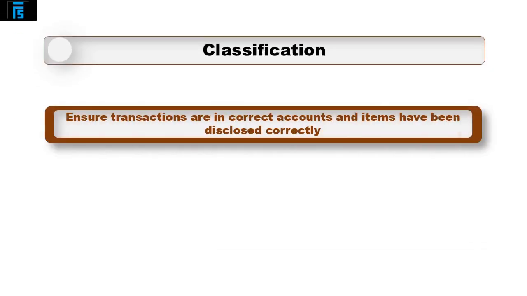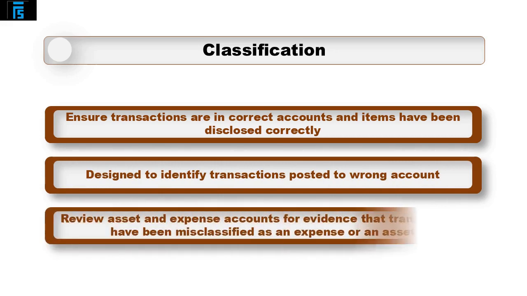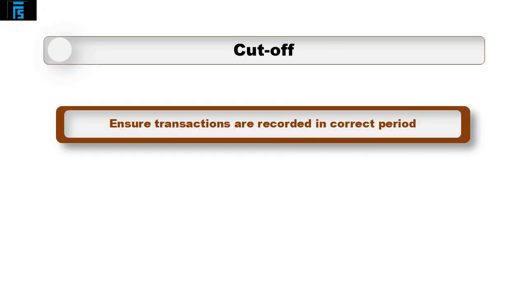Classification is to ensure that transactions are in the proper accounts and items have been disclosed correctly. Audit tests should be designed to identify transactions posted to the wrong account. An example would be to review the asset and expense accounts for evidence that transactions may have been misclassified as an asset or expense.